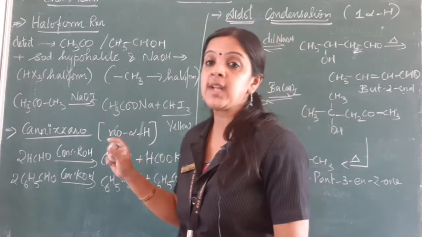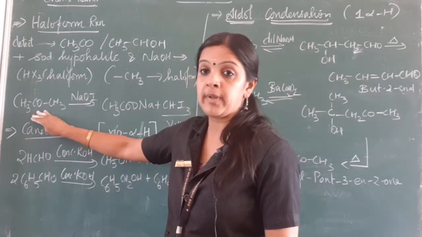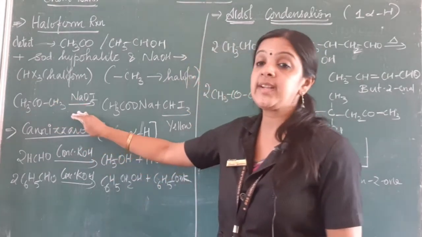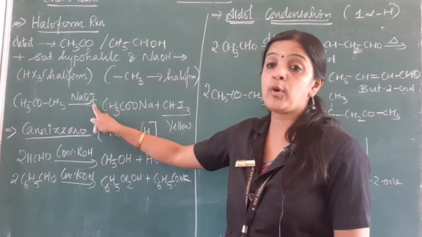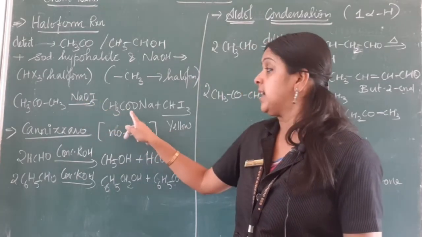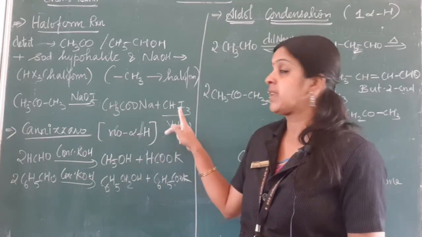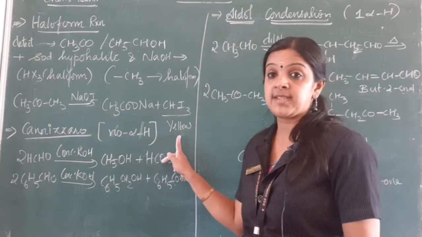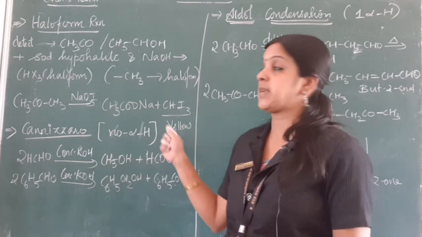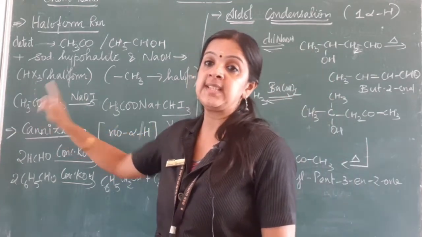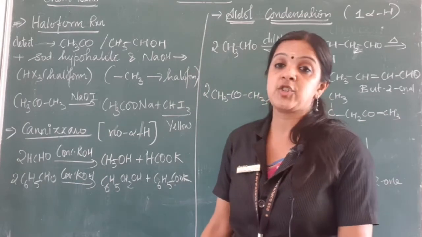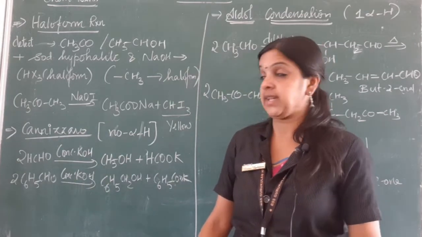Now, how does the reaction happen? This is my propanone, acetone. When it is treated with sodium hypohalite, that is iodide, it gives CH3COONa plus iodoform. This iodoform gives a yellow precipitate. So, that confirms the presence of a CH3CO group in this compound. This reaction we call the haloform reaction.